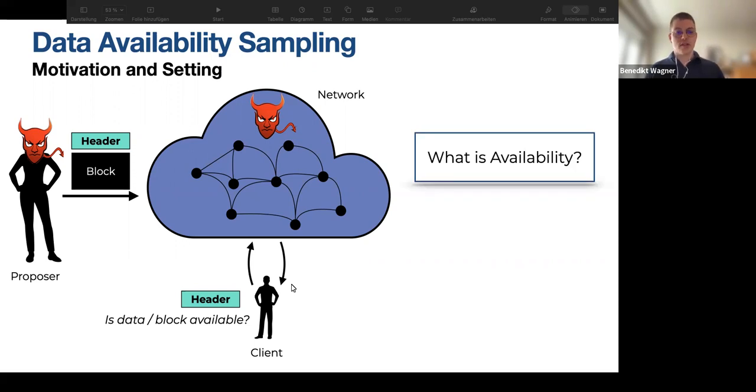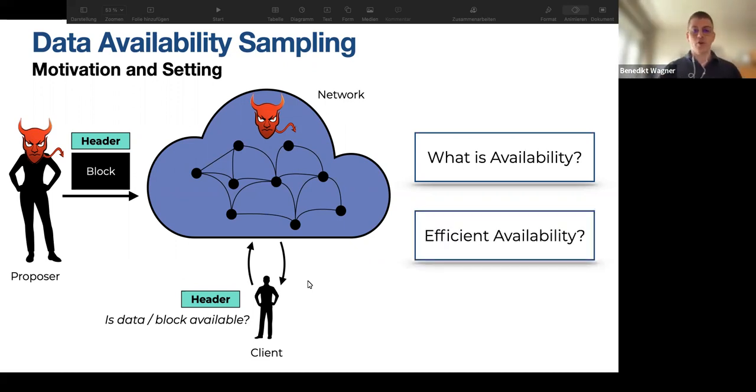Now, of course, you could ask the question, what does it mean formally that data is available? This is a very vague term. It is not really clear what that means. And also, let's say we have a formal definition of that, then how can you construct a protocol? How can you implement this efficiently? These are the two main questions that we address in this work. But before I show you some of our results, let's first familiarize ourselves with this setting.